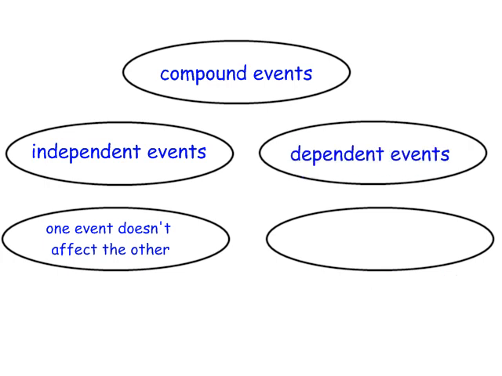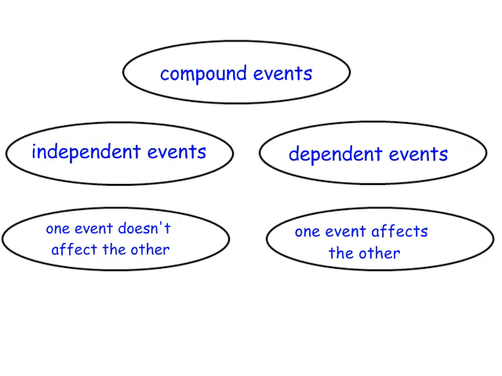But with dependent events, it's a little bit different. The first event does affect the other events. So we might have something like, if I choose a student out of a classroom and then I choose another student, because that first student was already chosen, it changes the probability of what can be selected the second time. So let's look at a couple of different examples.